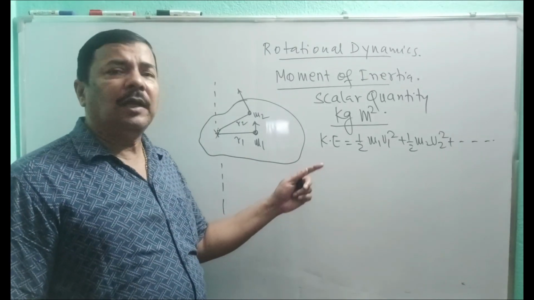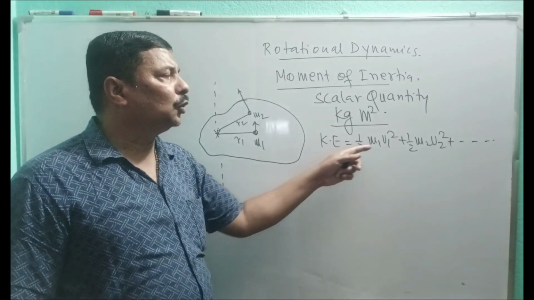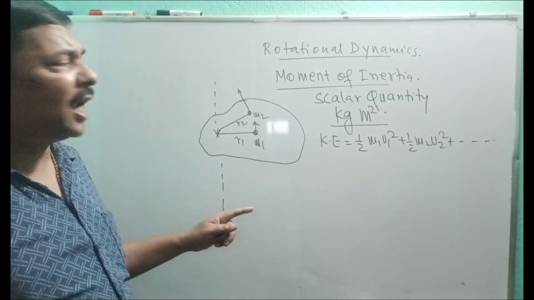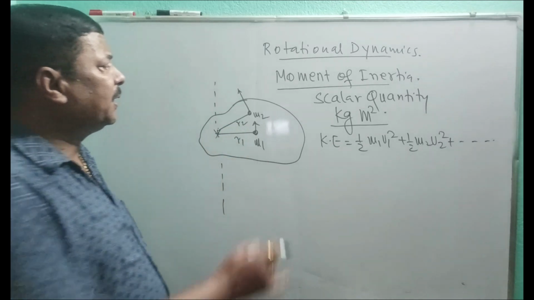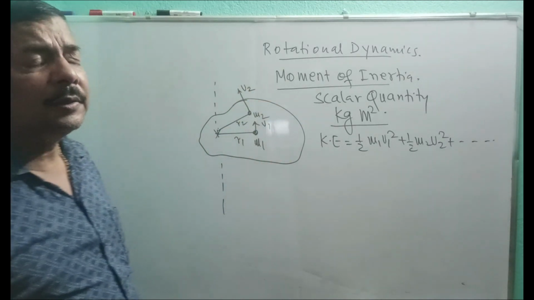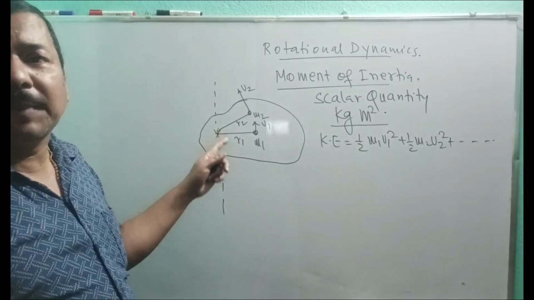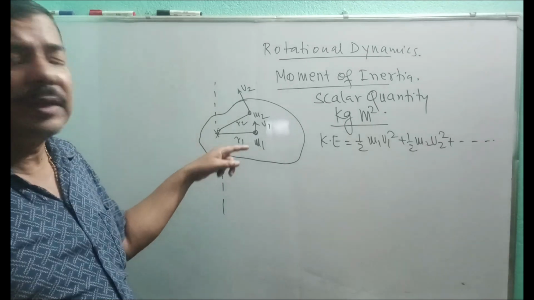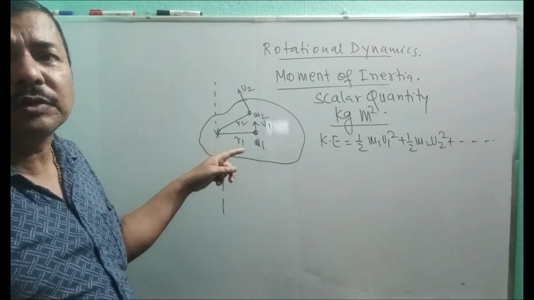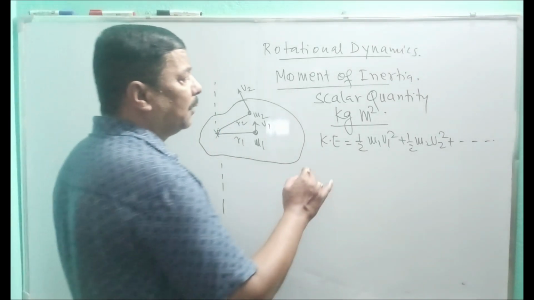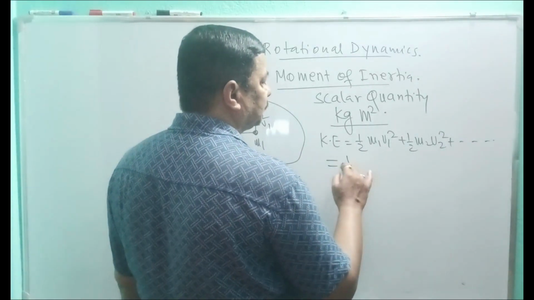Infinite number of particles are there. So we will explain in this way. Now you understand the linear velocity is different, but angular velocity remains the same, because each particle is rotating in a circle. Each particle has a circular motion. So if we replace v is equal to omega into r, then we can get it in this way.